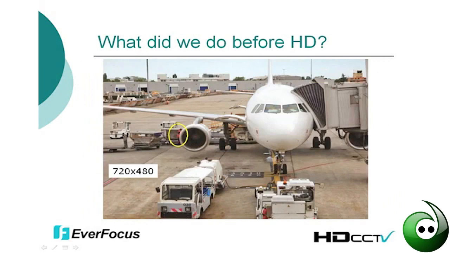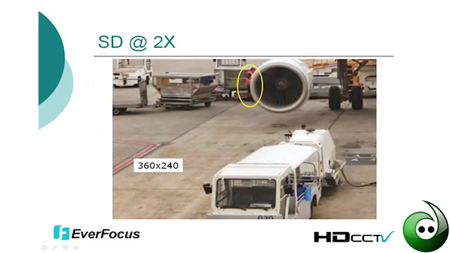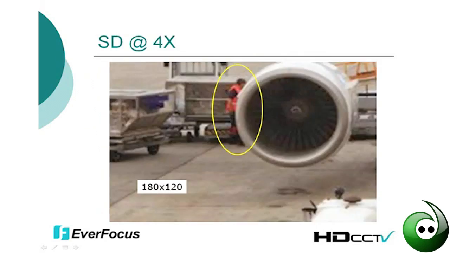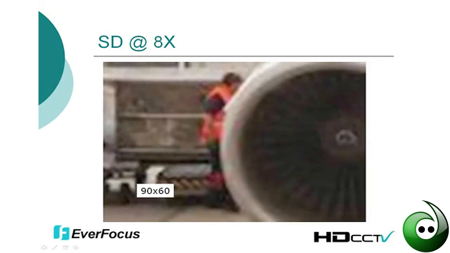And what did we do before we had HD? We started out with a 720 by 480 image. At 2x, we're down to 360 by 240. At 4x, we're down to 180 by 120. And at 8x, we're down to 90 by 60. Far fewer pixels than was necessary to render the letter R, trying to spread those across an entire scene to make out the features on an individual. Not going to happen.